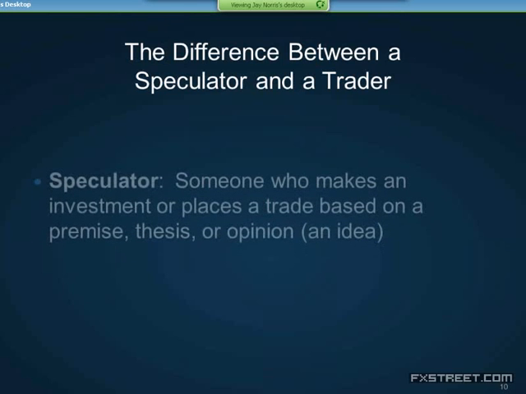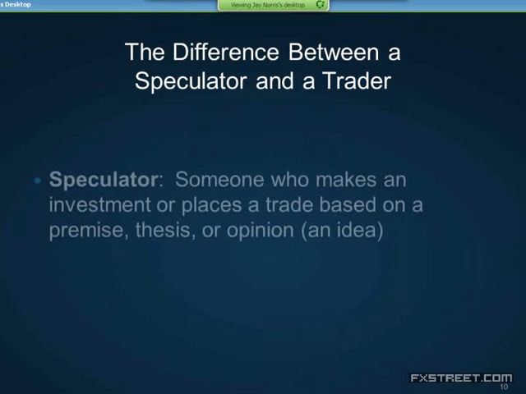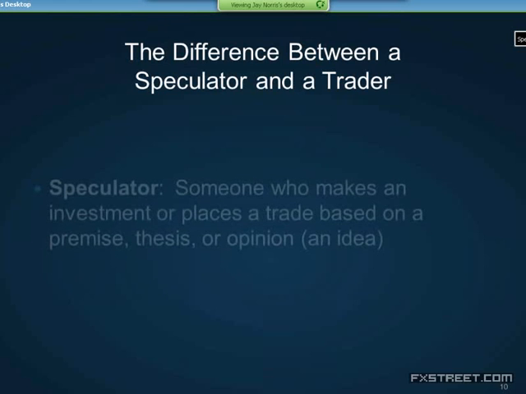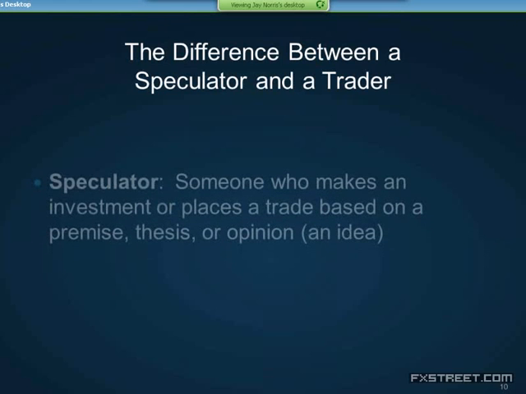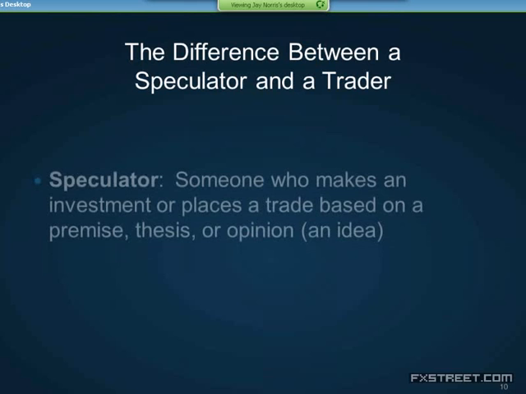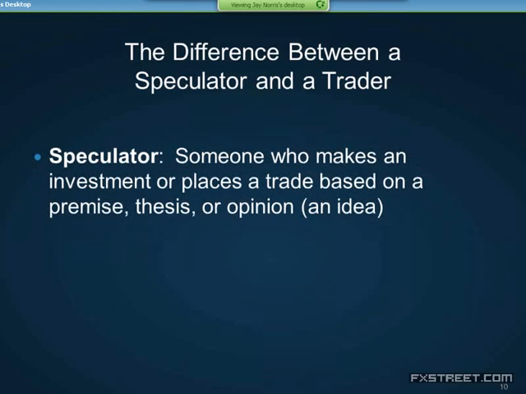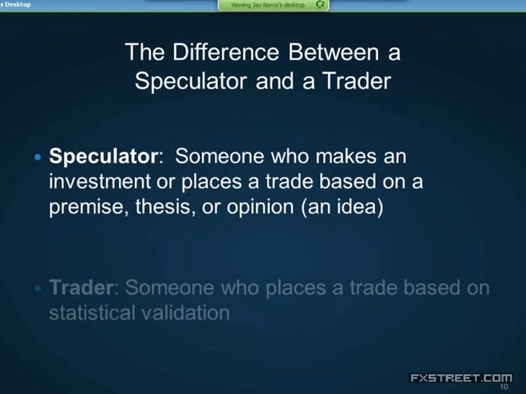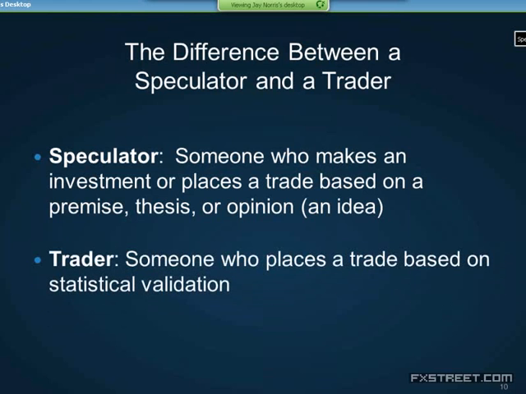This is a very important point right here: the difference between a speculator and a trader. A speculator is someone who makes an investment or places a trade based on a premise, thesis, or opinion. Opinion is a dirty word in this business. A trader is someone who bases a trade on statistical validation. Now, if your thesis or opinion is right, you can make a lot of money, but you better be able to change as the world turns, right?